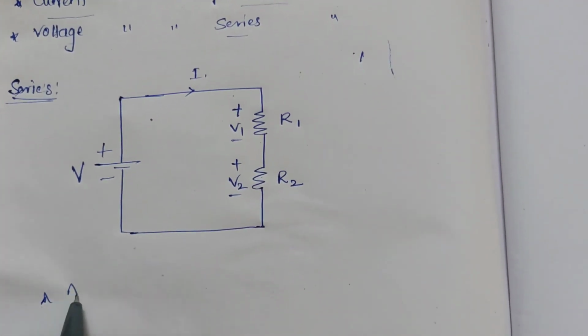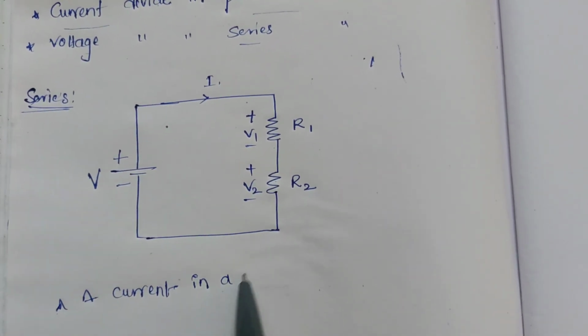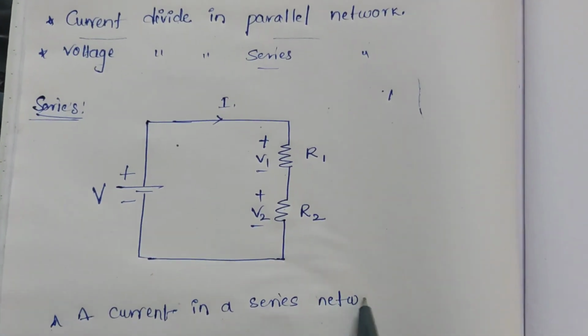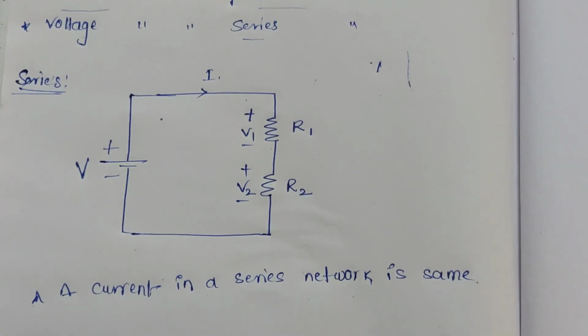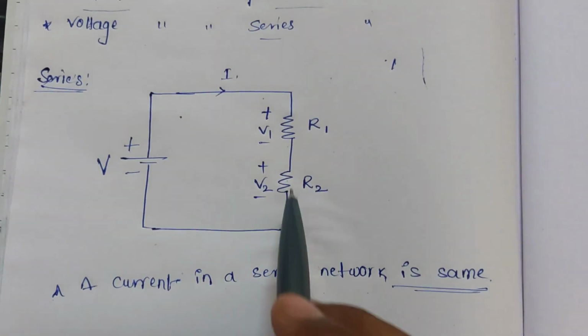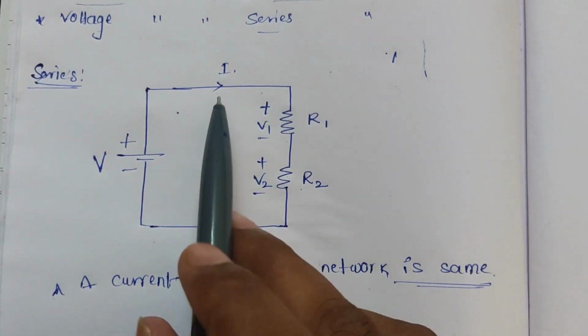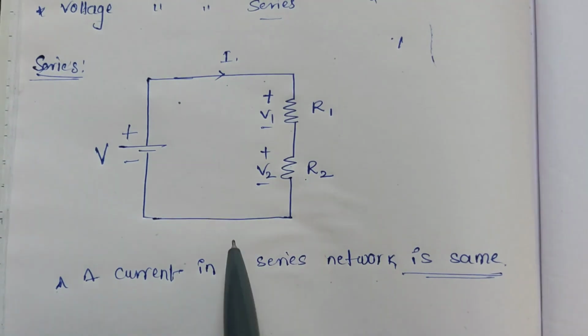The current in a series network is the same. The current through all the series components will be the same current. That means the current through R1 is also the current through R2. The current I flows through R1 as well as R2.